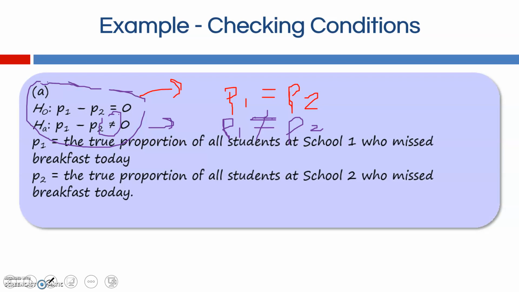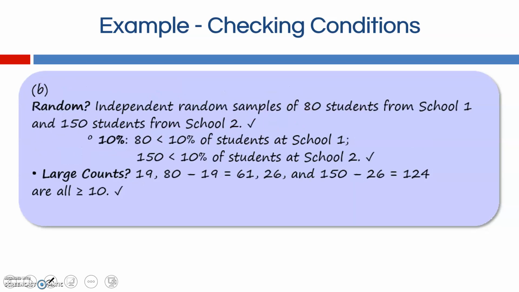All right, now part B, checking our conditions. It's definitely random. So if this was an FRQ, you'd have to write all this out. Random condition: independent random samples of 80 students from school 1 and 150 students from school 2. Remember, they said there was about 1,500 students at each school, so you're well under 10% for both. You don't really have to show math on that.